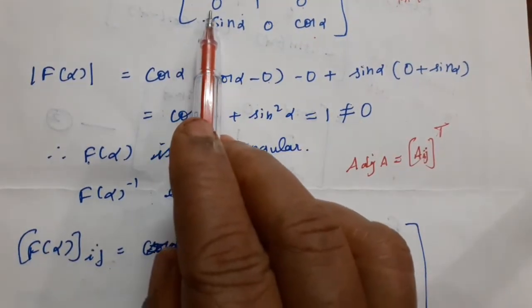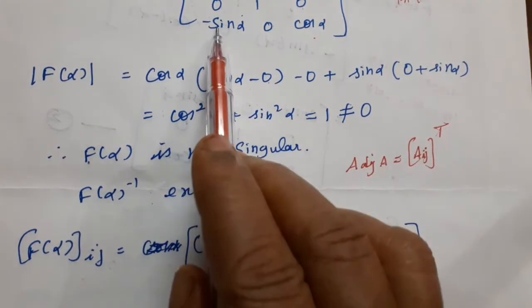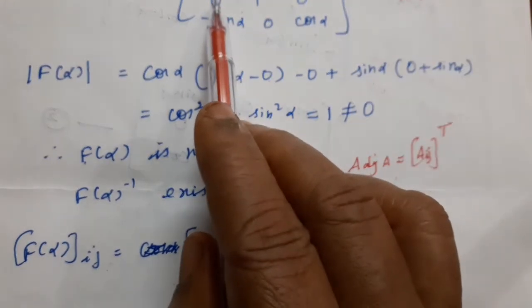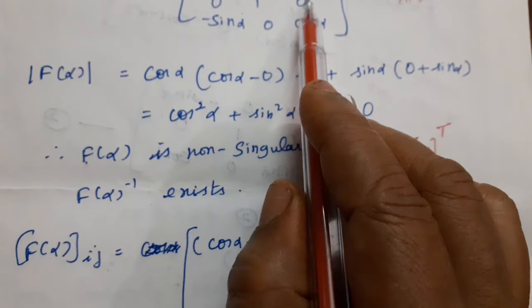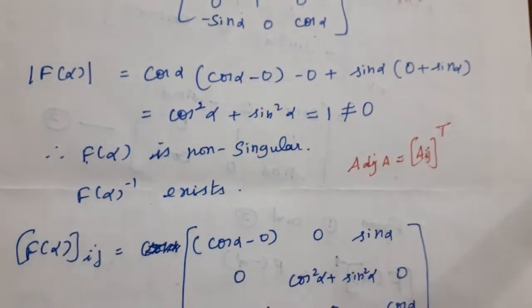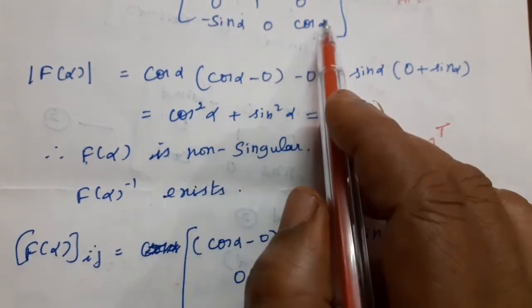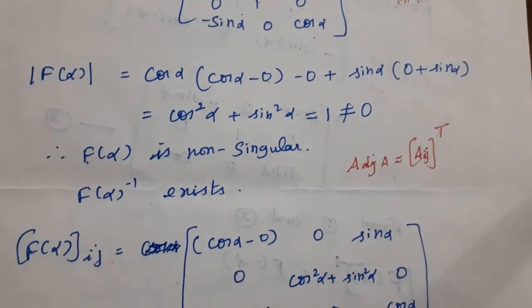Similarly a21 is what? You leave out that row and column, 0. That row and column is left, it is 1 into cos alpha. Again, what? We leave that row as well as column. The row and column. So what happened? 1 into cos alpha, row and column. 1 into cos alpha.